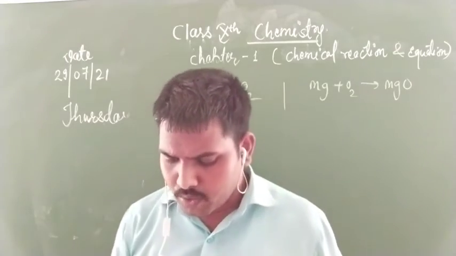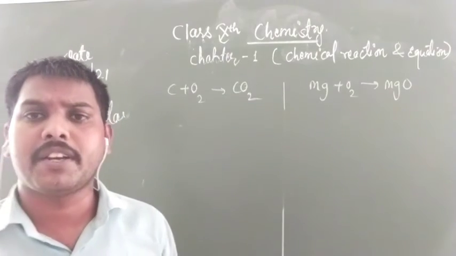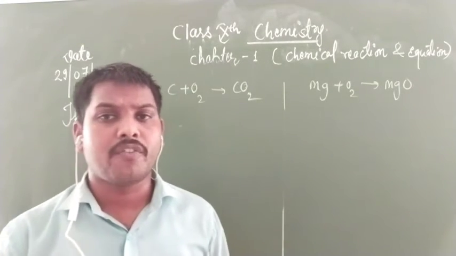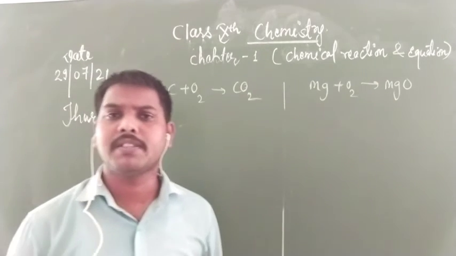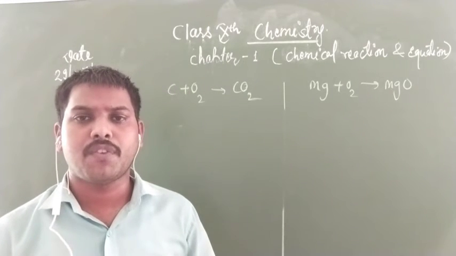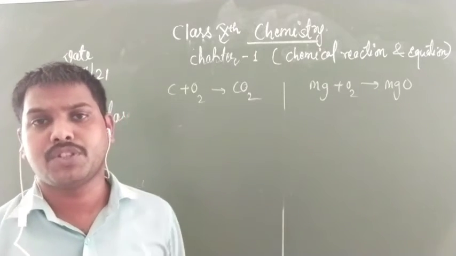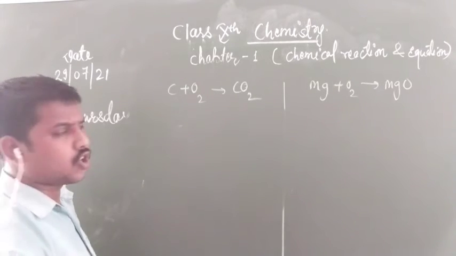If the question is asked in your board examination, what is the need of balancing a chemical equation, the answer will be to obey the law of conservation of mass. If the equation follows the law of conservation of mass, then it is correct, and if it does not follow it, there is a requirement of balancing the chemical equation. So now see, children, check whether it is correct or not.